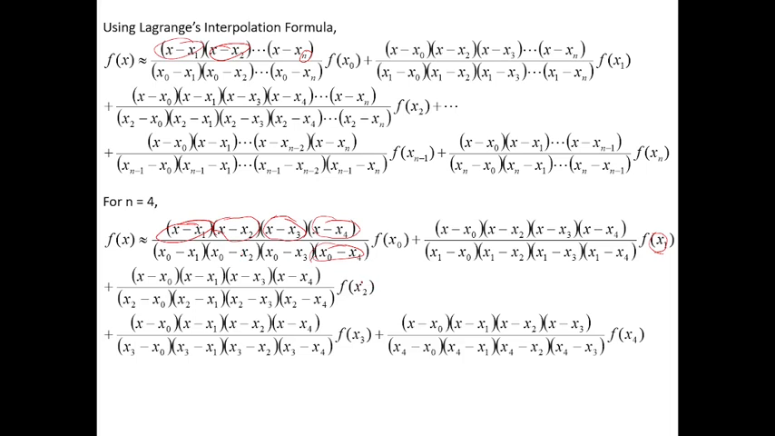Considering the third term, this is x sub 2. So there's no x minus x sub 2 here. There's also no x sub 2 minus x sub 2. And then the last term. Considering the last term, we're not allowed to have x minus x sub 4. Likewise, we're not allowed to have x sub 4 minus x sub 4. Okay, so that's it.